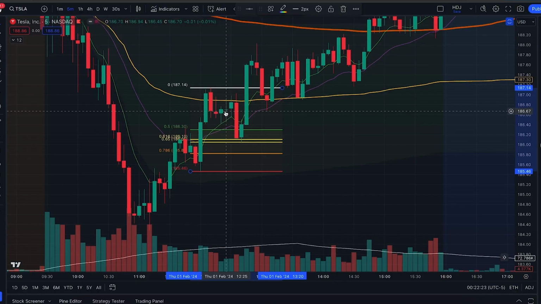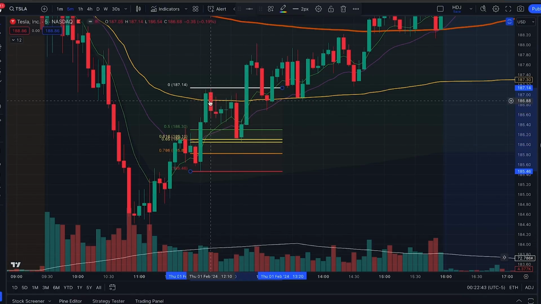At this point, I'm looking to only jump in for calls when it gets to our discount zone, and that is anywhere from the 0.5 to the 0.786 zone. This is our discount zone for entries to continue to head back to the upside.